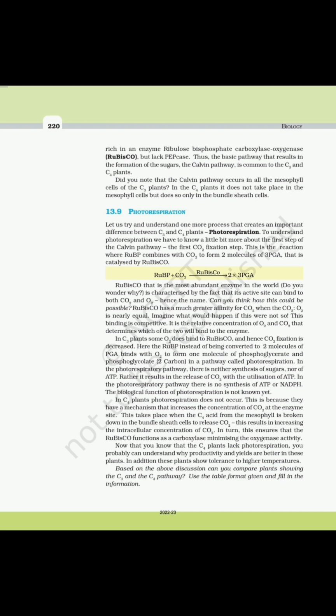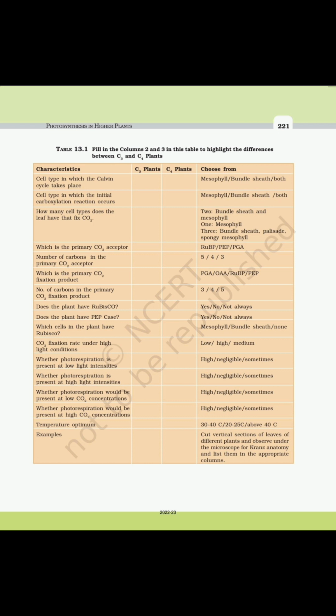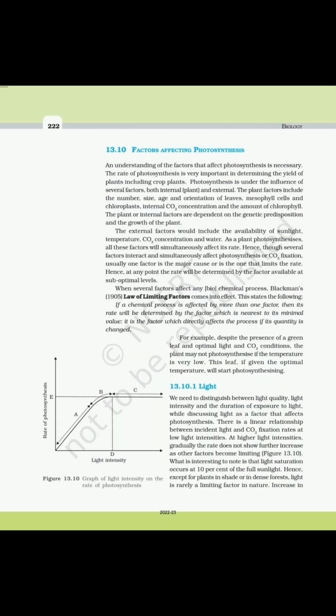Based on the above discussion, can you compare plants showing the C3 and the C4 pathway? Use the table format given and fill in the information. Table 13.1: fill in the columns 2 and 3 in this table to bring out the differences between C3 and C4 plants. Please check this table in the book.